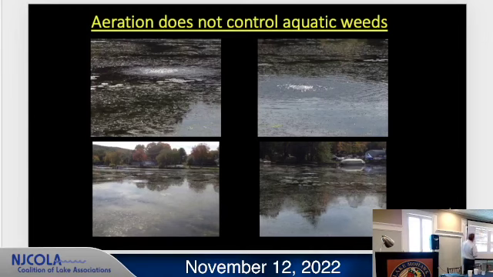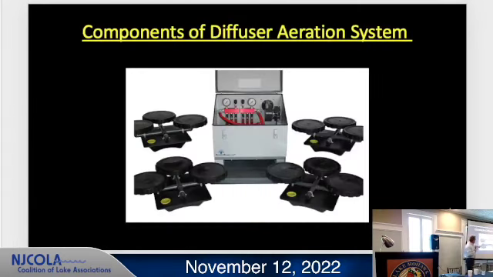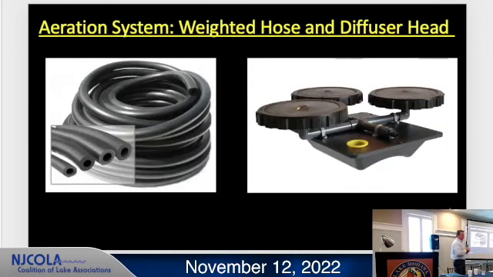You can see these diffusers running. These are my images, because I've got to tell these people, me just saying something isn't enough, you've got to see it. This is a typical diffuser system. These are diffuser heads, each pad. There's a compressor that sends out compressed air, which runs out through weighted hoses. The air comes out through a rubber membrane that has tiny holes in it. So as the compressed air runs out, it bubbles up through the water column.